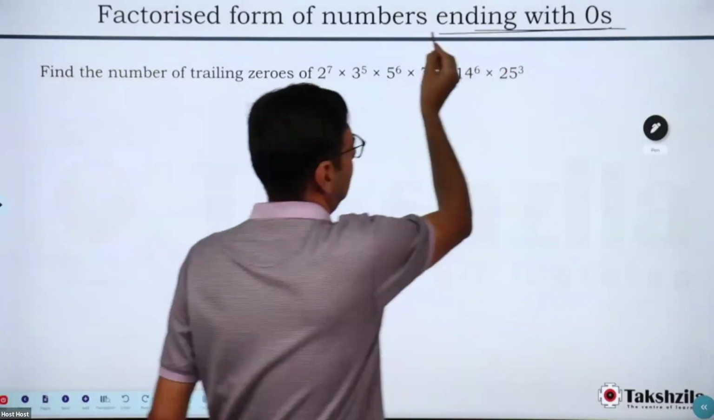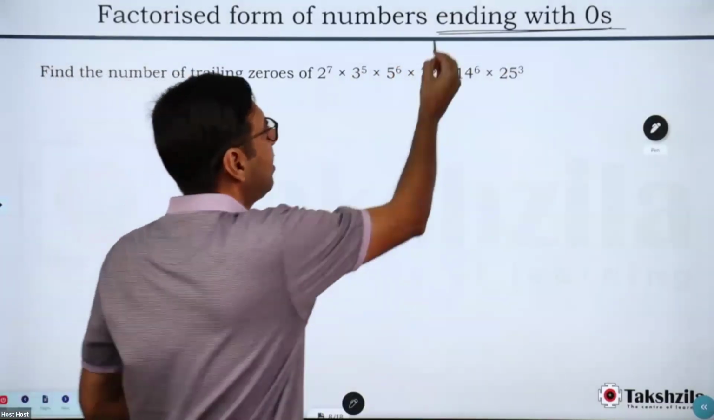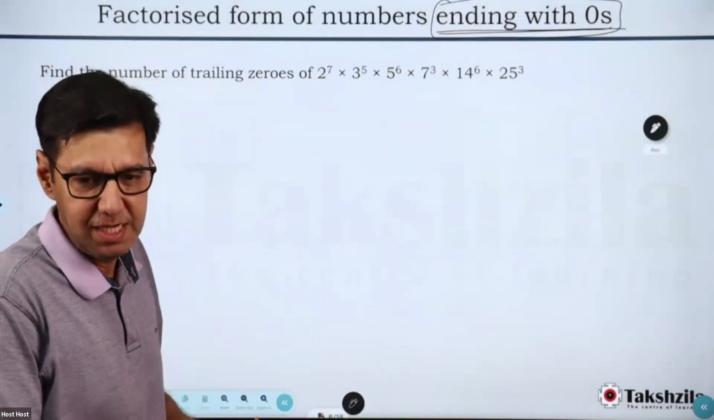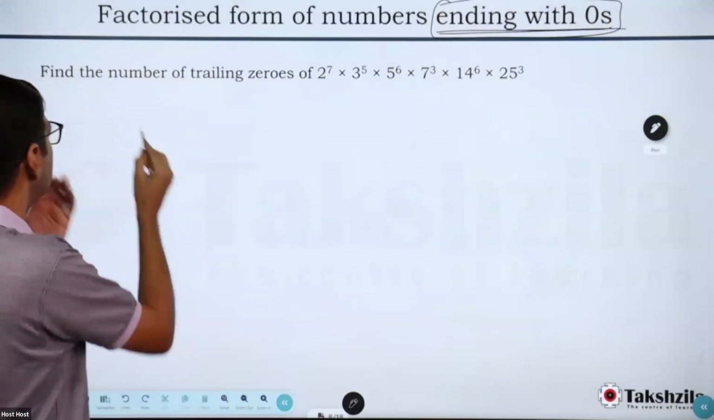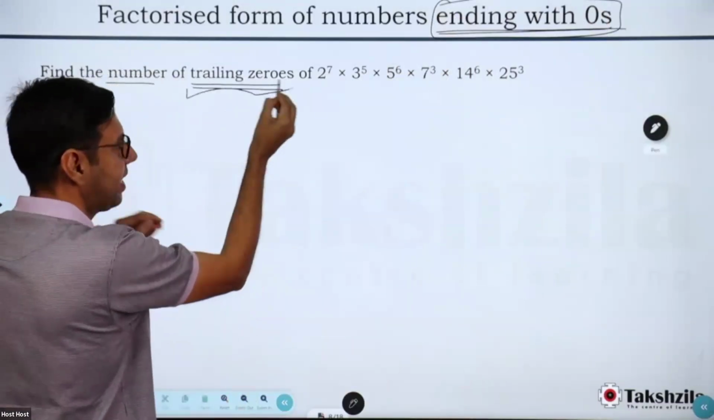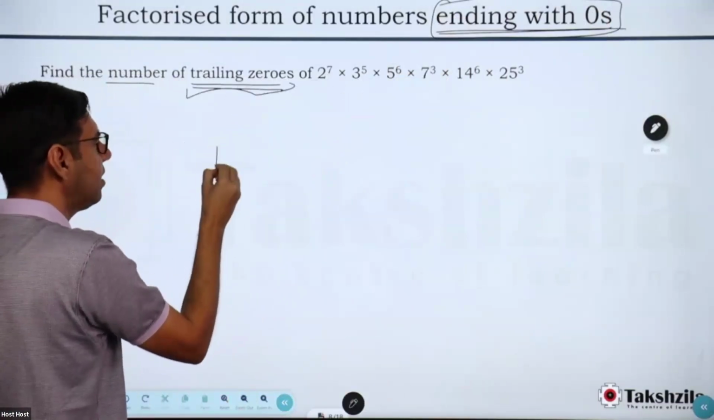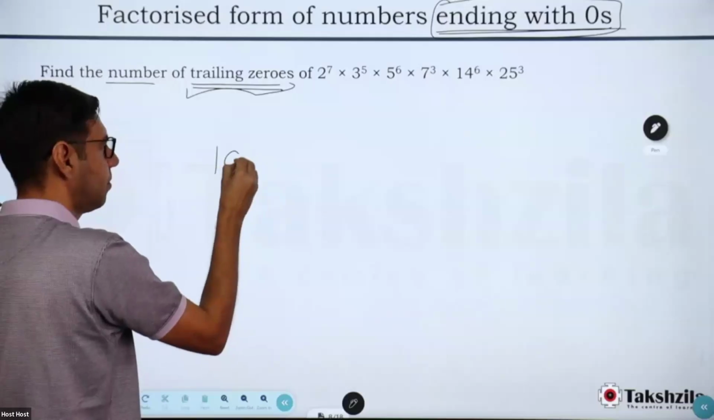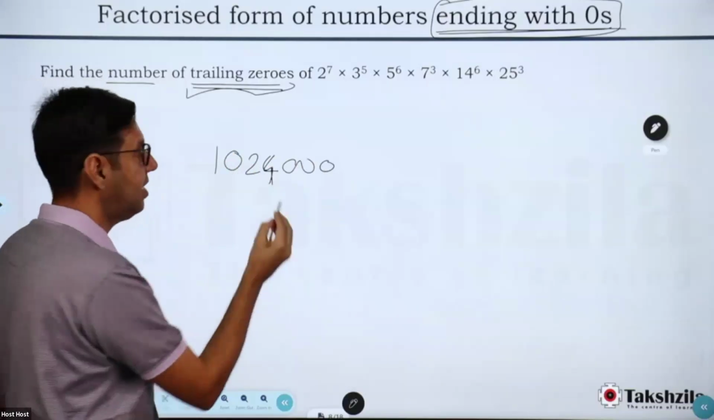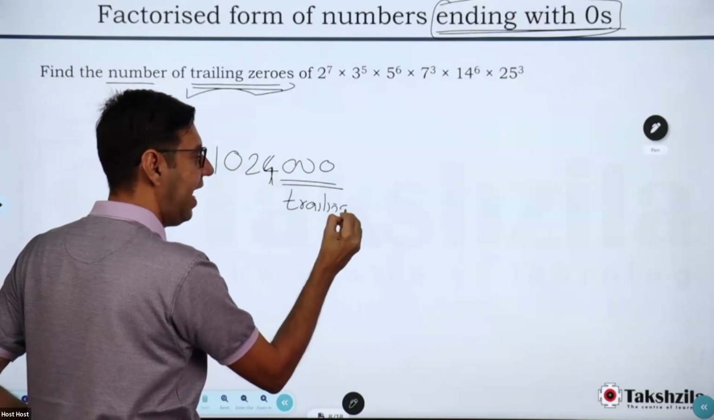Now, ending with zeros. A very simple question, or rather, even simpler than this. No, I will not waste time. Think about it: when will numbers end with zeros? Think. So find the number of trailing zeros. Those who don't know trailing zeros, pay attention to this, then I'll give you time to think. If I have a number like 1024 and then 3 zeros, the trailing zeros are these zeros at the end.